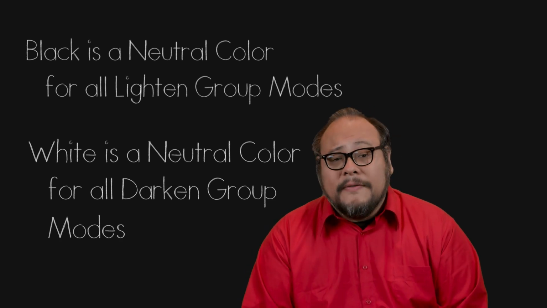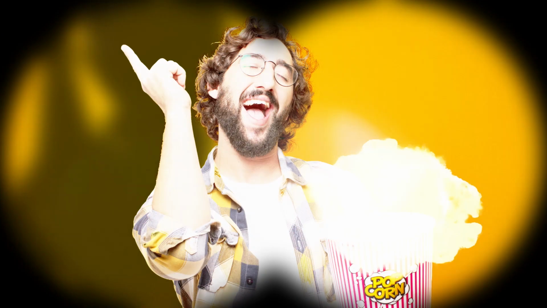Screen mode is really useful for blending light effects like light leaks, barrel blasts, explosions, anything that generates light. Multiply mode is useful when you're trying to blend something darker on an object or for creating shadows.